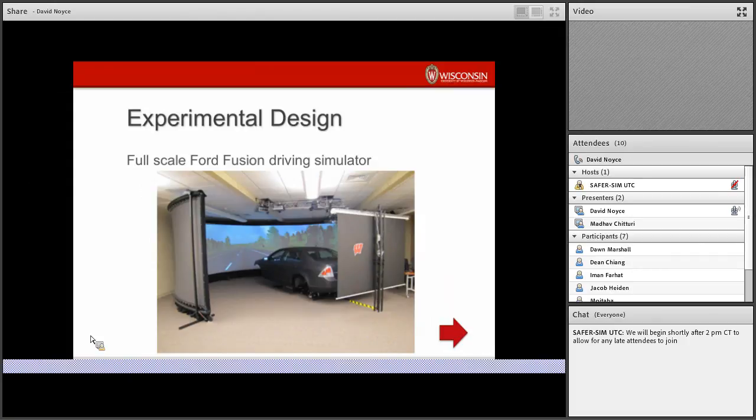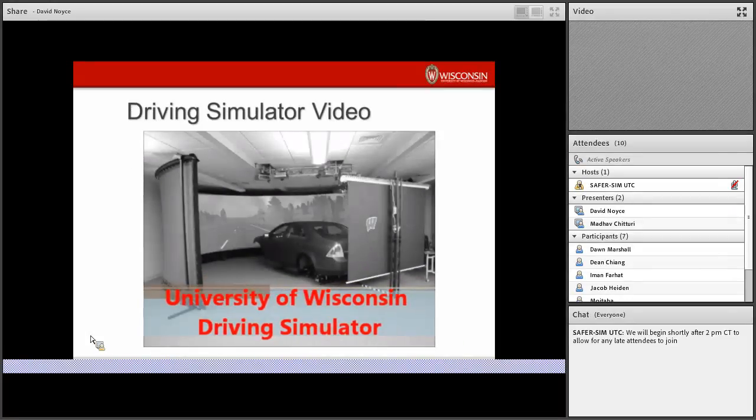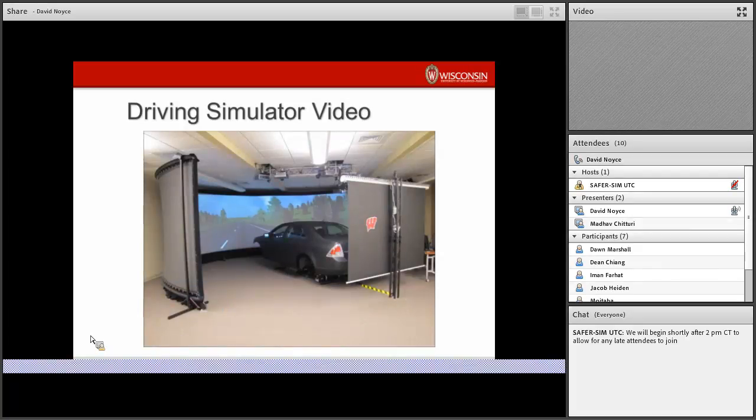So we at the University of Wisconsin, like I know some of you online here, as I check the names, have very similar RTI type driving simulator. I have a little video here that I'll play while I'm talking about it. So we used our driving simulator here at the University of Wisconsin. That is the RTI Ford Fusion Body type format.